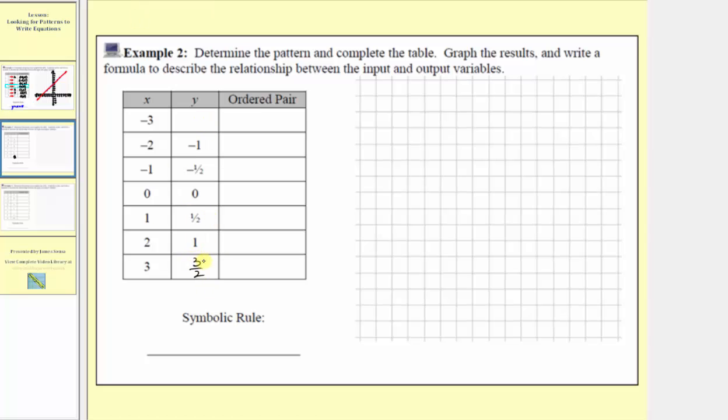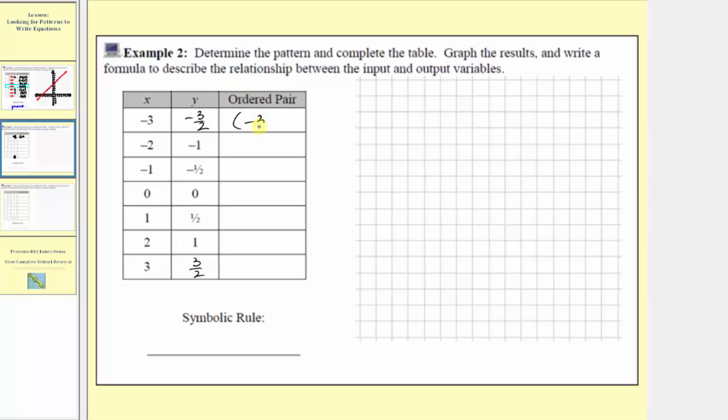Moving up the column, notice how the values are decreasing by 1/2 each time. So 0 minus 1/2 is -1/2. Minus 1/2 is -2/2, or -1. Minus 1/2 would be -3/2, or -1 1/2. Let's use -3/2. So we discovered enough of a pattern to find the ordered pairs.